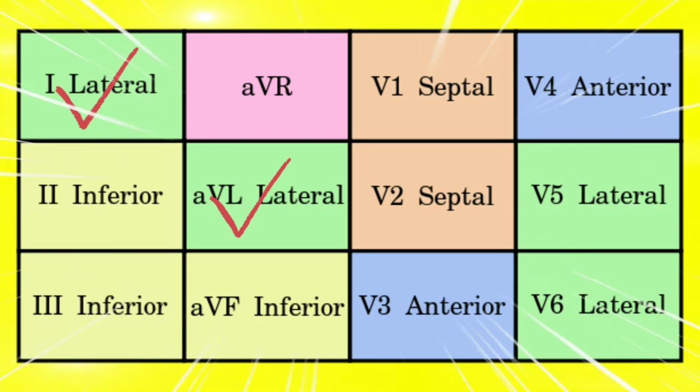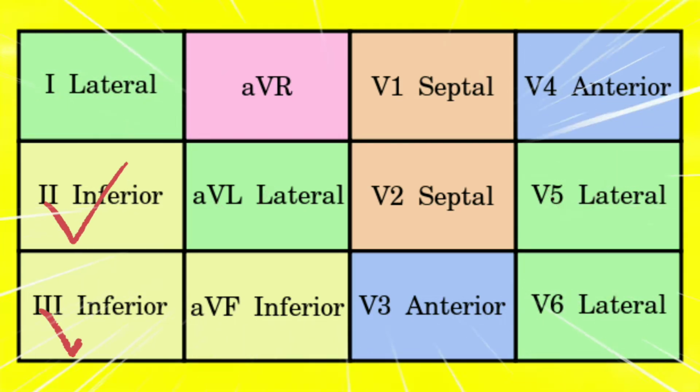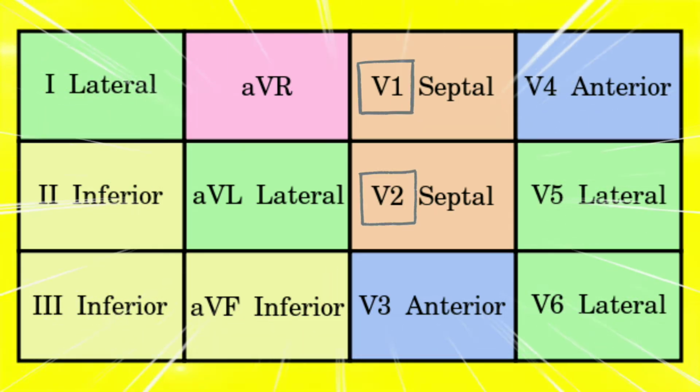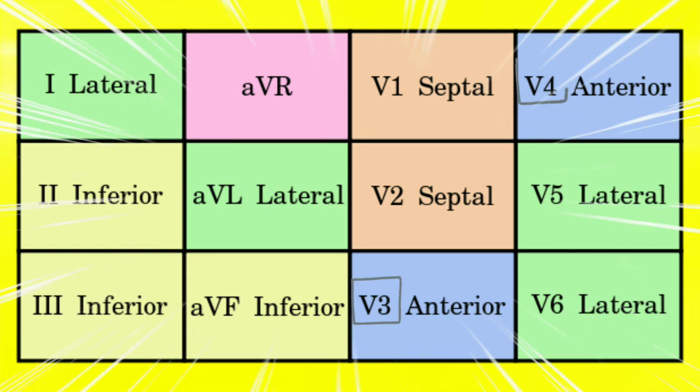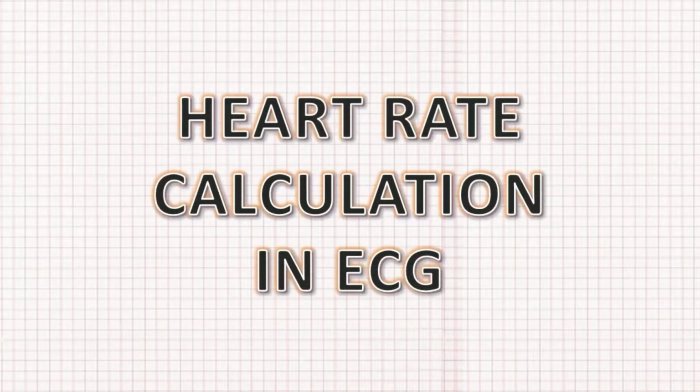If we club this information together, we get to know that 1, AVL, V5, and V6 are lateral leads. 2, 3 and AVF are inferior ones. V1 and V2 are septal leads, while V3 and V4 represent the anterior wall of the heart. Let us wind up part 2 by understanding the calculation of heart rate.